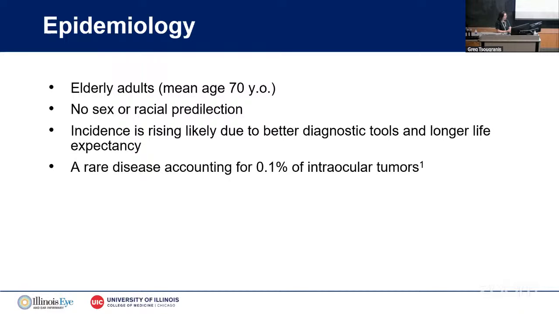This is largely a disease of older adults, with an average age of 70 years old. There's no sex or racial predilection. Even though historically this has been associated with Epstein-Barr virus and HIV, we're getting better at treating those. But regardless, the incidence is still rising, most likely because people are living longer and we have better diagnostic tools. And this is a very rare disease. It accounts for about 0.1% of all intraocular tumors.